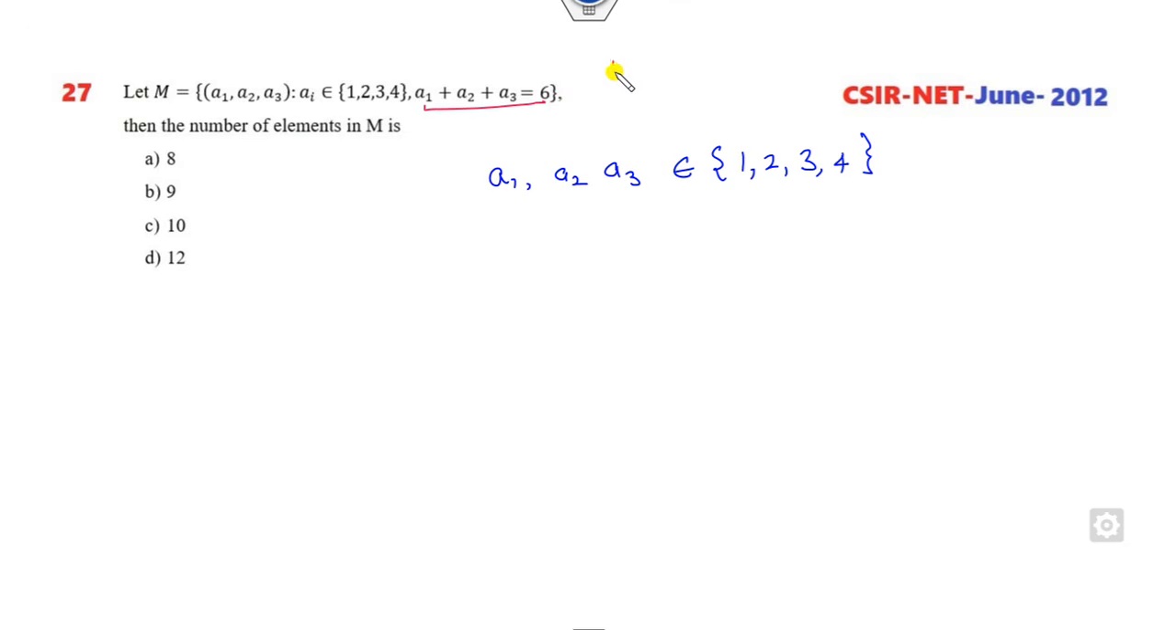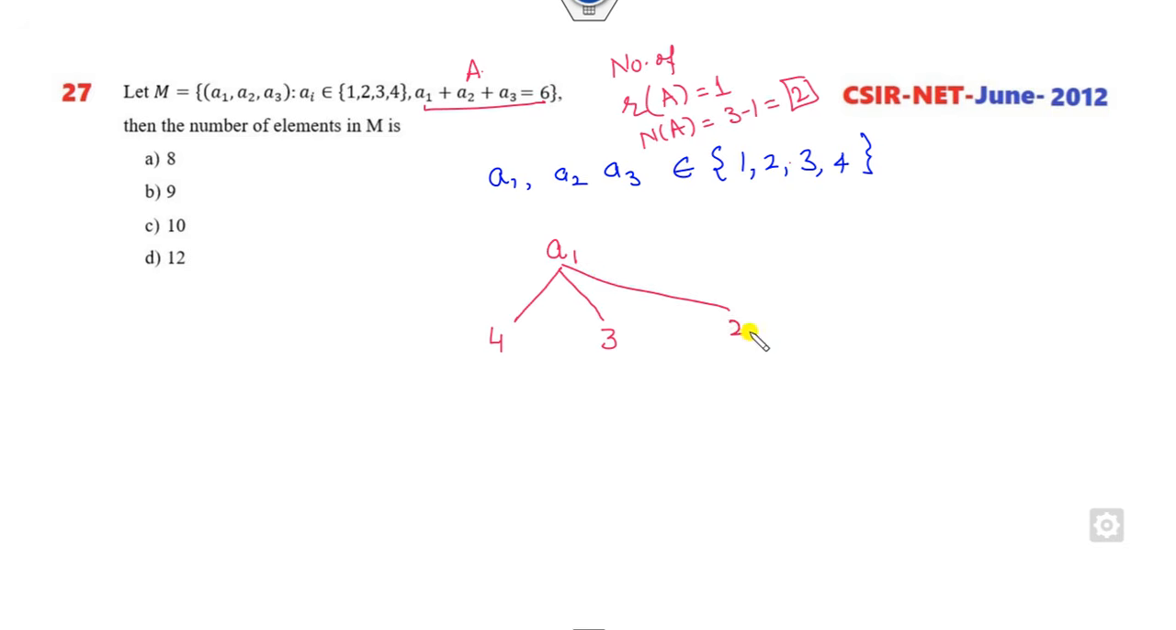Can you find the number of linearly independent vectors? Or you can say the rank: if I call this matrix A, the rank of this matrix is 1. What is the nullity of this matrix? You can see 3 minus 1, that is 2. So you have 2 independent vectors. Now, what are the choices for A1? You can choose 4, 3, 2, or 1. So there are 4 choices for A1.